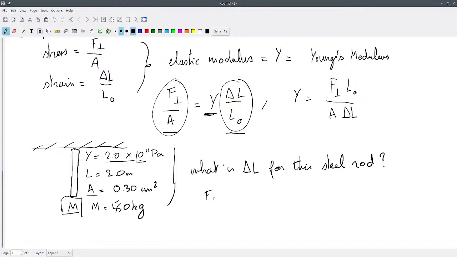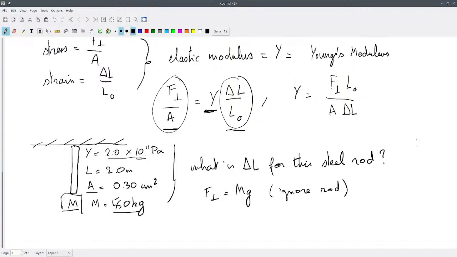So the force here will be M times G, and we're going to ignore the mass of the rod. If you calculate the mass of the rod, you'll see that it's much smaller than the mass of the 550 kilograms here, so we can ignore that. So we can calculate the stress. The stress will be F perpendicular over the cross-sectional area in Pascal. This is going to be 1.8, you plug in the numbers, times 10 to the 8 Pascal.